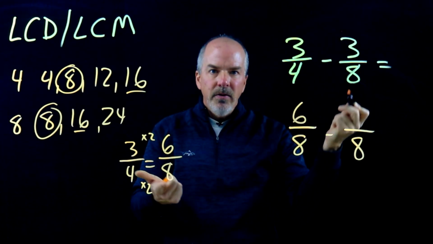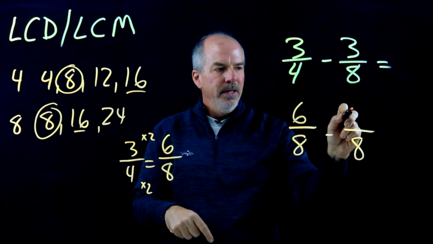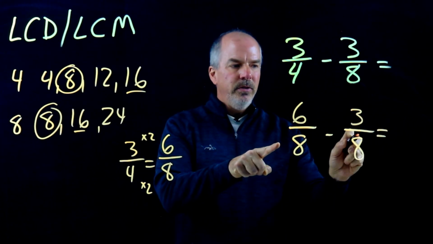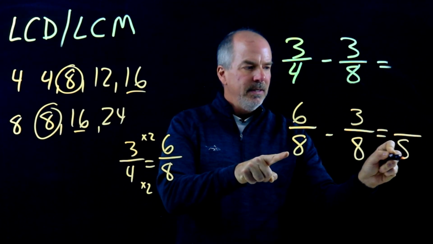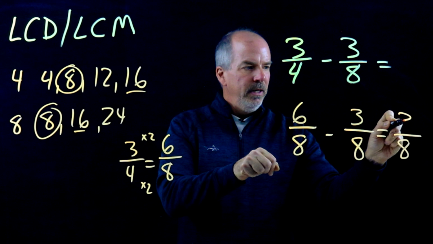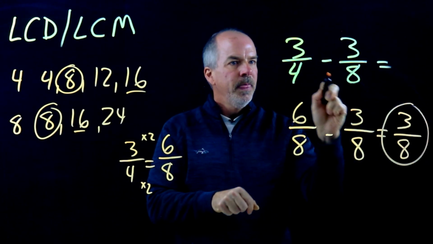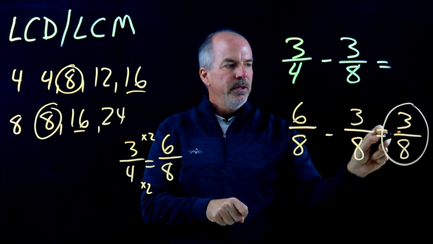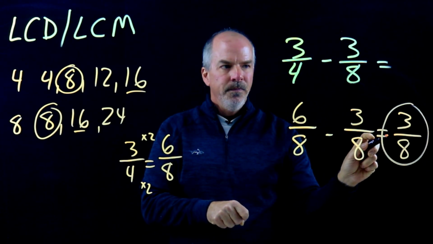Well, 3 over 8 already has a denominator of 8, so I don't have to do anything to it. So 6 over 8 minus 3 over 8, my denominator stays the same. I subtract my numerators, and I get 3 over 8. So 3/4 minus 3/8 equals 3 over 8. Okay? Let's do some more.